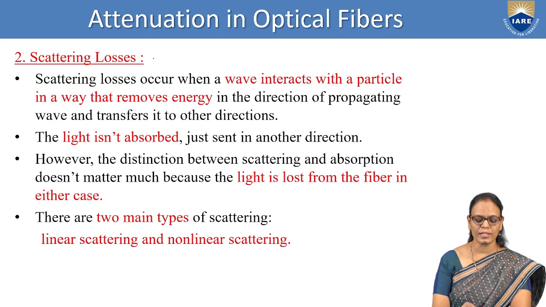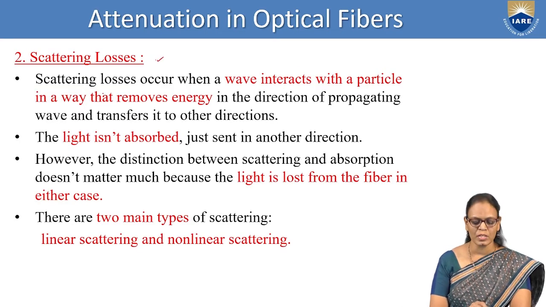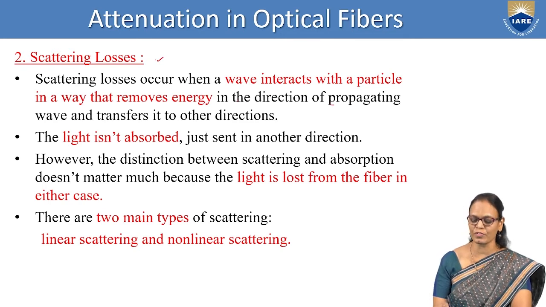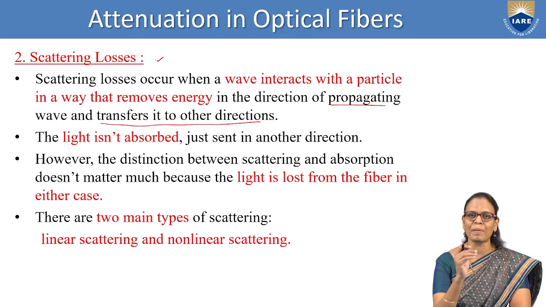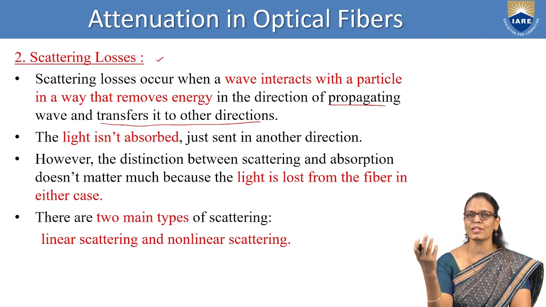Now the second one is the scattering losses. Scattering losses occur when a wave interacts with a particle in a way that it removes the energy in the direction of the propagating wave and transfers it to other directions. So what is happening here? The wave will interact with a particle in its way. When the wave is propagating through the optical fiber, if it interacts with any other particle, some amount of energy is removed and transferred to other directions.